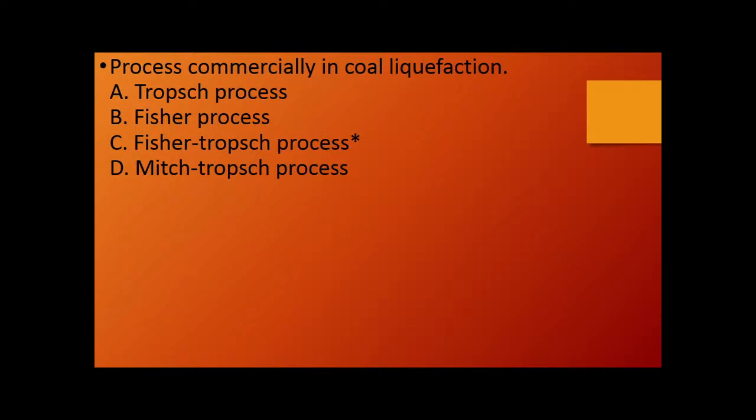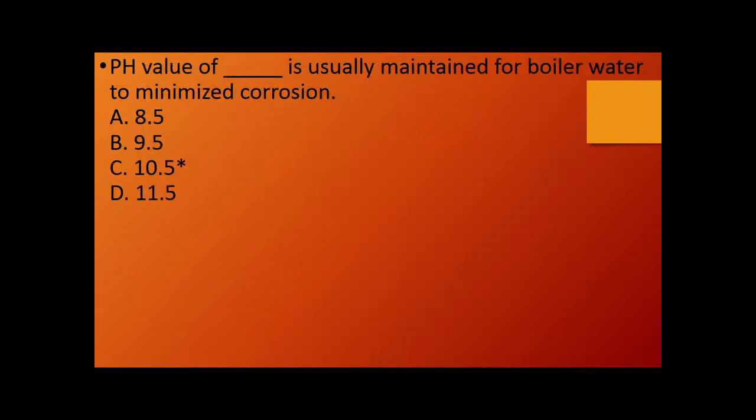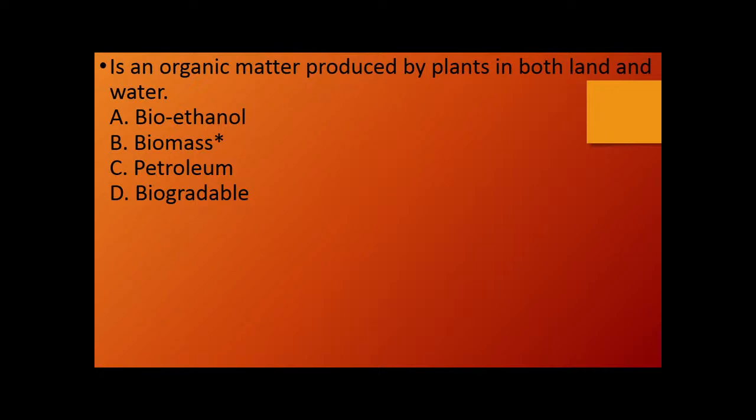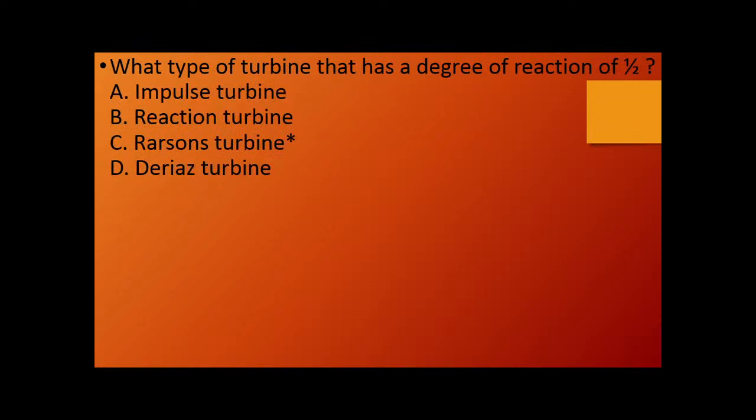Processed commercially in coal liquefaction. Answer: Fischer-Tropsch process. pH value of blank is usually maintained for boiler water to minimize corrosion. Answer: 10.5. Is an organic matter produced by plants in both land and water? Answer: biomass. What type of turbine has a degree of reaction of 1/2?